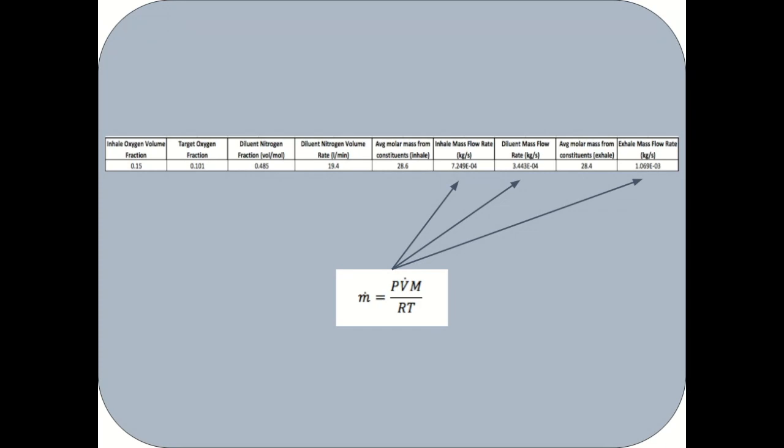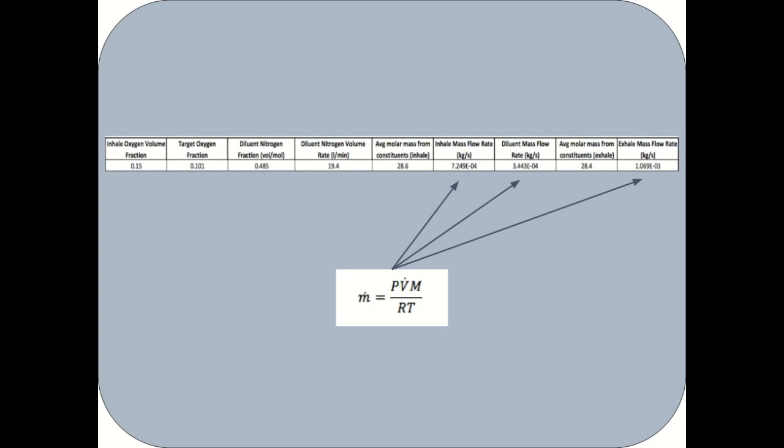Moving on to the next column, the diluent nitrogen fraction is the amount of volume the nitrogen occupies for every mole of the gas mixture. This result was calculated by dividing the original inhale oxygen volume fraction by the target oxygen fraction and subtracting 1 from that value. Using this information, the diluent nitrogen volume rate was found by multiplying the diluent nitrogen fraction by the nominal breathing rate of 40 liters per minute, as previously mentioned.